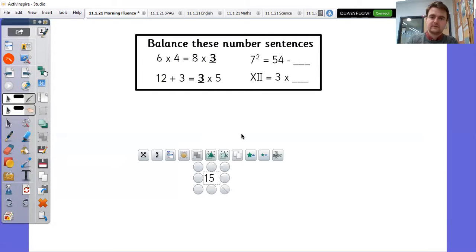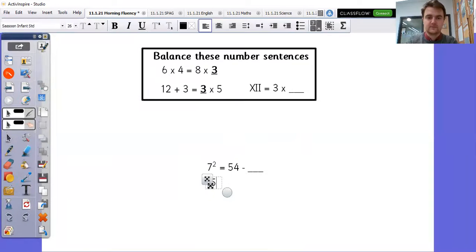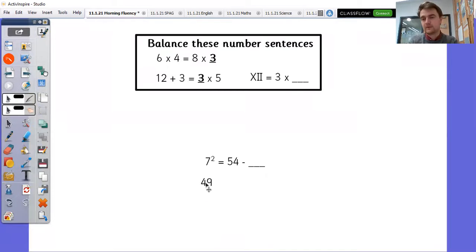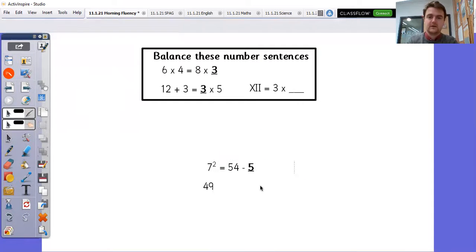Next one, 7 squared is the same as 7 times 7, which I know is 49. And on the other side, it will need to equal 49 as well. So 54, take away something, has to equal 49, has to be the same on both sides. So that means that it has to be 5.